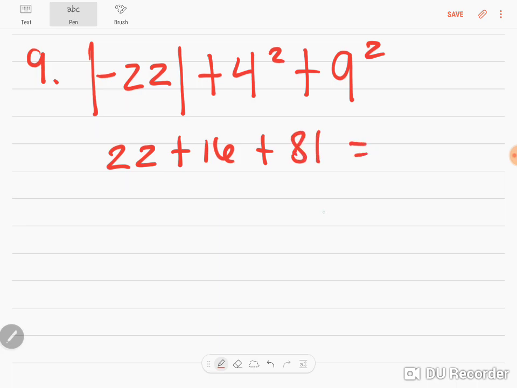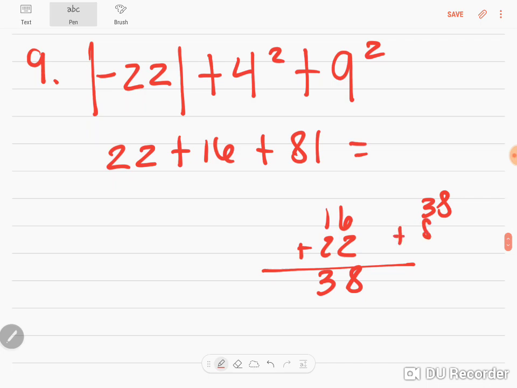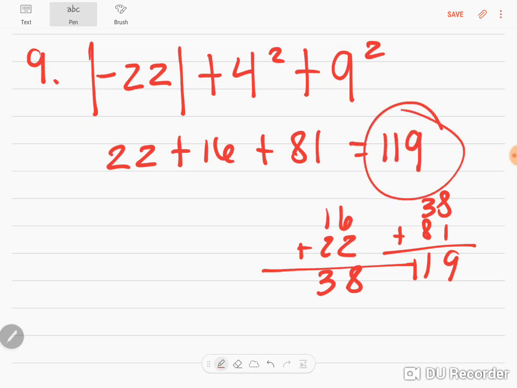So I have 16 plus 22, which is 38. And I have 38 plus 81. Oops, I don't know why I'm carrying. 9 and 8 plus 3 is 11. That is 119. That's our answer.